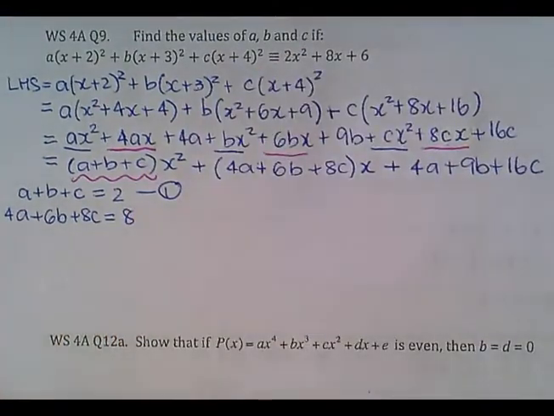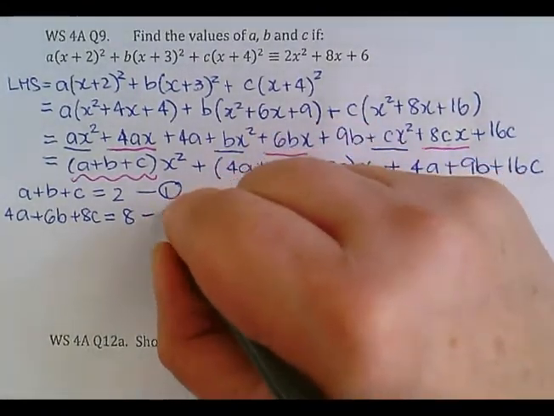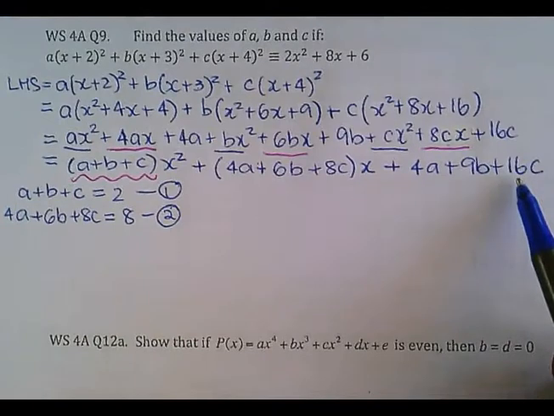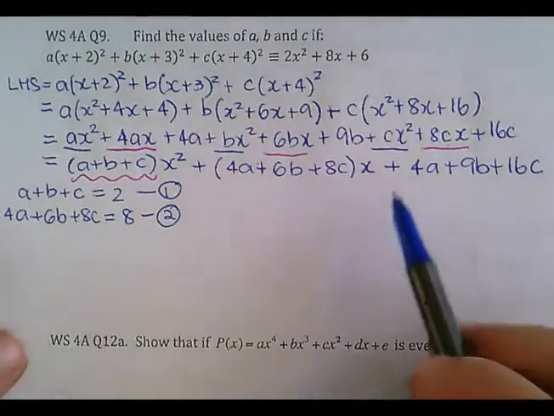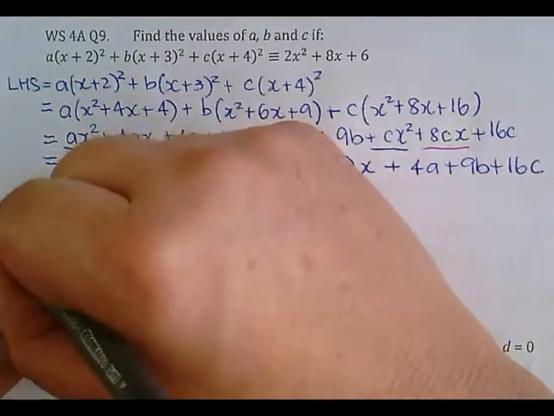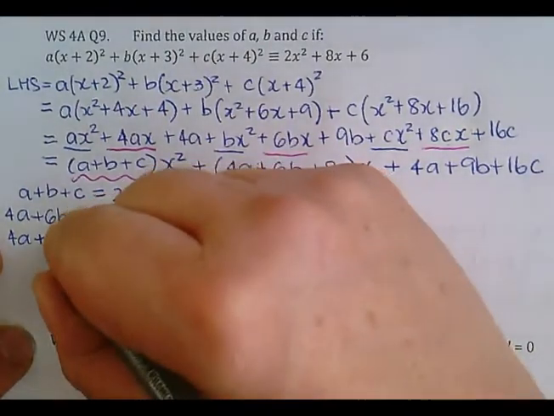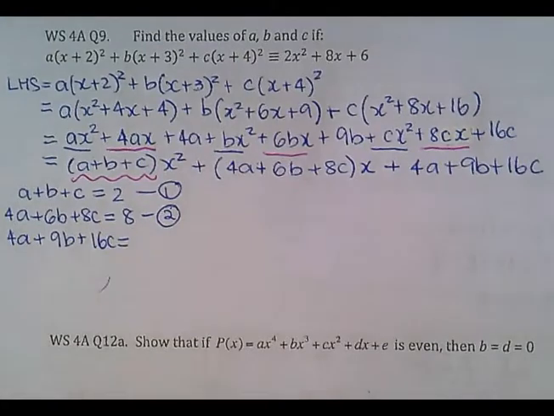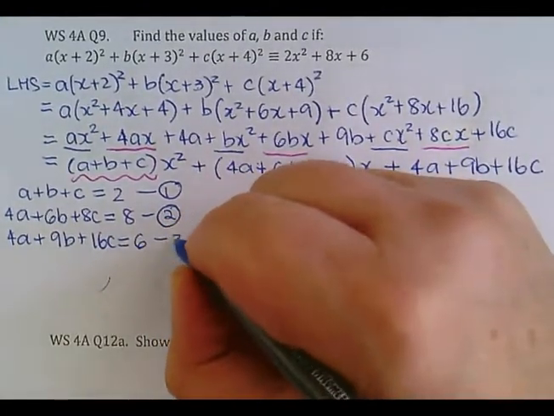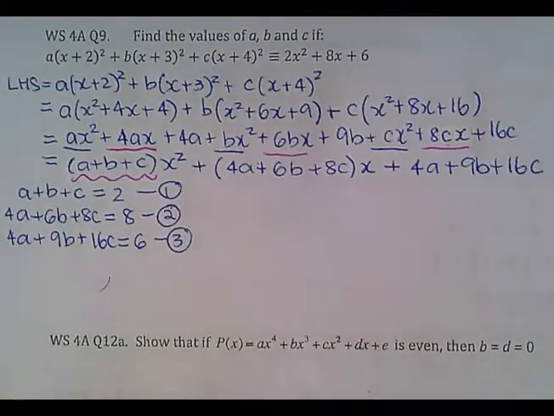You know what we're going to do with that? Let's halve... Oh, no, we'll leave it. You know why? Because the third equation has a 4a as well. And then we can just multiply equation 1 by 4 in a minute. Let's look at our third equation: 4a plus 9b plus 16c equals what? Good.